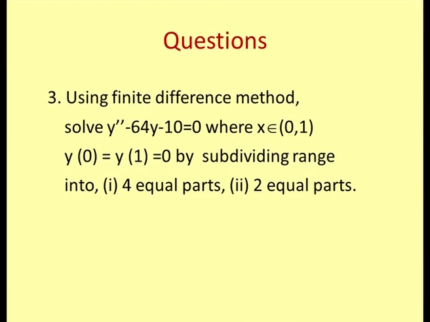Using finite difference method, solve y double dash minus 64y minus 10 is equal to 0, where x is in the range of 0 to 1 and given y of 0 is equal to y of 1 is equal to 0, first by subdividing the range into 4 equal parts, and then by subdividing the range into 2 equal parts.